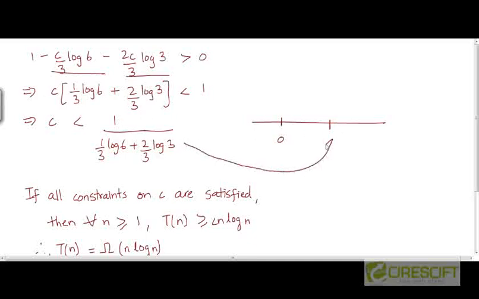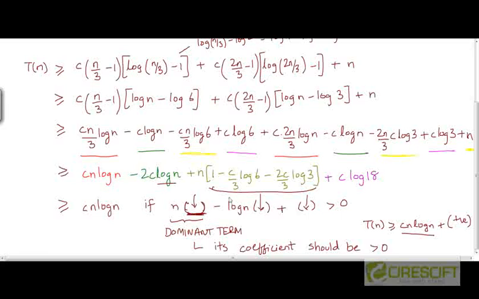So let's say on the number line this constant maps to some point over here. If we choose a value of c in this range, we are guaranteed that the coefficient of n will be positive. And if the coefficient of n is positive, then we are guaranteed that this whole expression will be greater than 0 for large enough n. And if that is true, then we are guaranteed that Cn log n plus this expression is going to be greater than or equal to Cn log n. And if that is true, then we are guaranteed that T of n is greater than or equal to Cn log n.